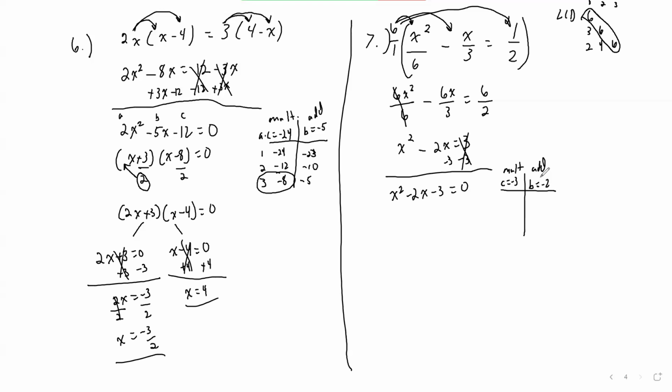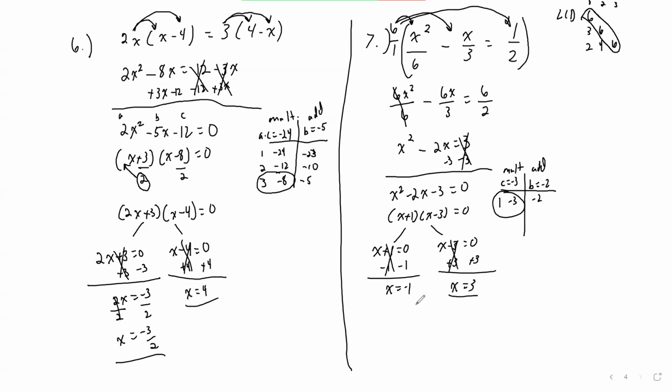I'm multiplying to a negative, adding to a negative, so that tells me one of them has to be a negative, and that would be the bigger number. There's going to be 1 and -3. That multiplies to -3 and happens to add to -2. So then I have x plus 1 times x minus 3 equals 0. And then I want to do my last step, which is setting each factor equal to 0 and solving. The opposite of adding 1 is subtracting 1. So I get x equals -1. Opposite of subtracting 3 is adding 3. So I get x equals 3.